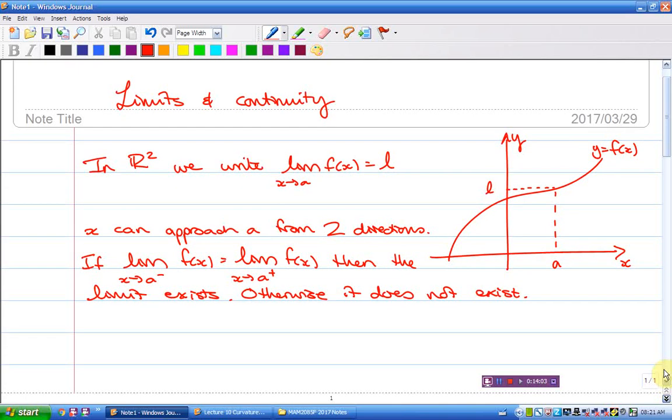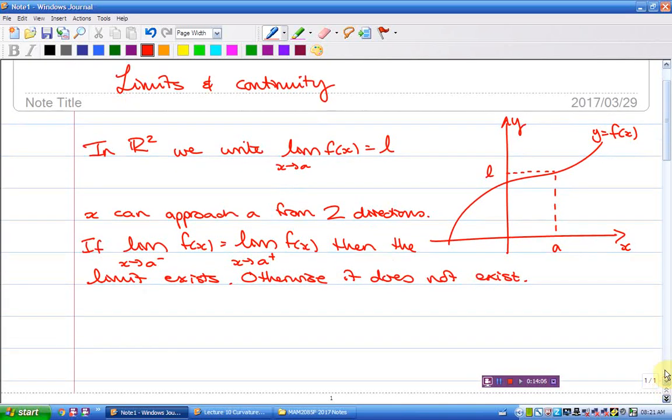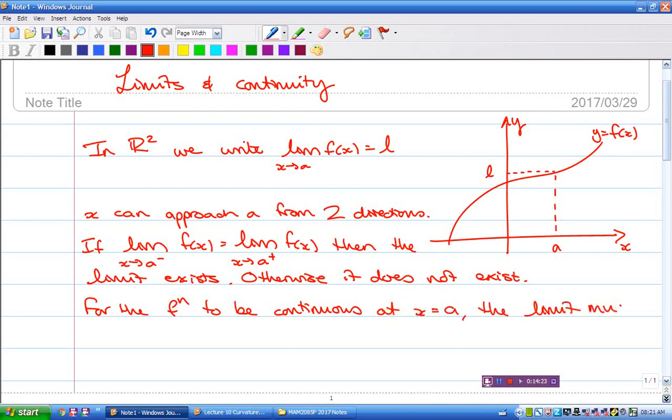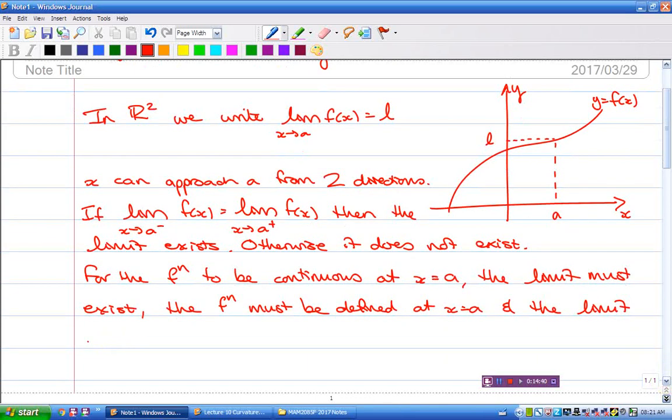Continuity is a stronger thing. Let me just mention continuity, even though limits themselves are our focus here. For the function to be continuous at x equals a, the limit must exist, the function must be defined at x equals a, and the limit must equal the function value. So there's three things going on.